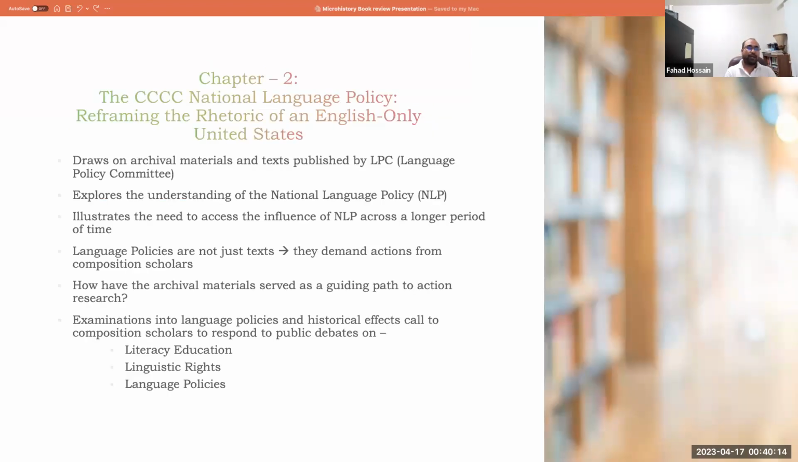Now, chapter 2 is the real deal. Chapter 2 is full of archival research. It draws on archival materials, texts published by the LPC, the language policy committees.